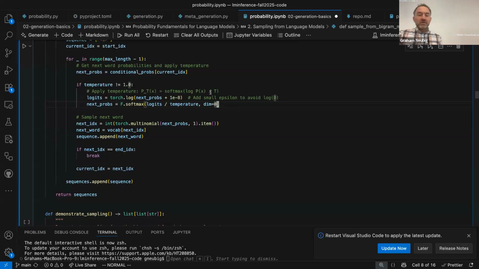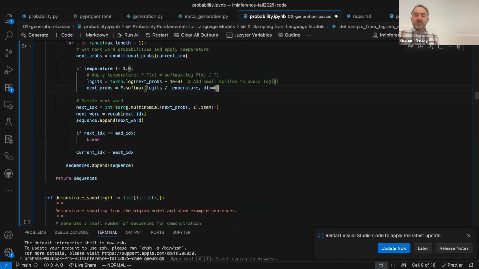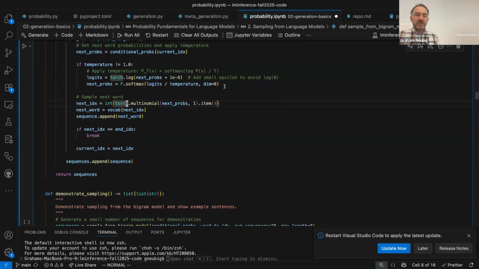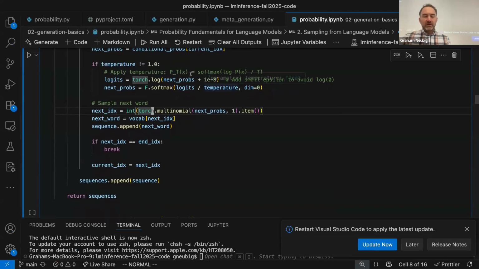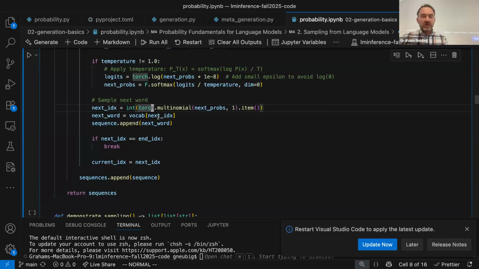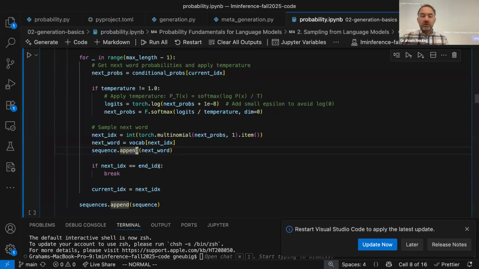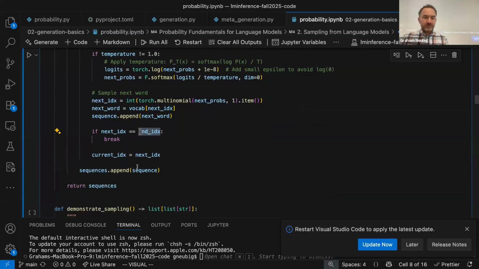Once we've done this, we then sample the next token. If we're not using the temperature, we sample according to the original probability distribution. If we do use the temperature, we sample according to the adjusted probability distribution. We append this as the next word to the sequence, and we continue until we hit the end of sequence token.